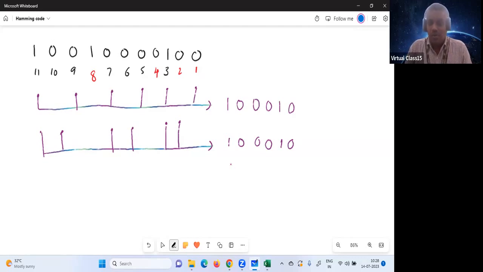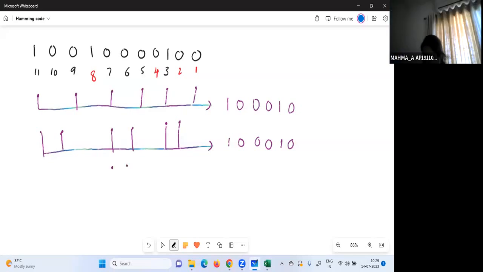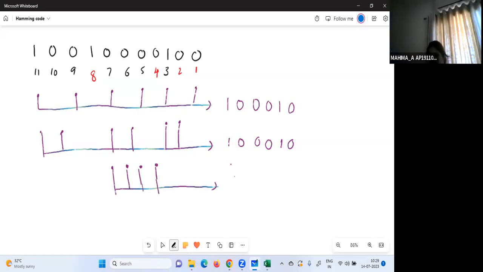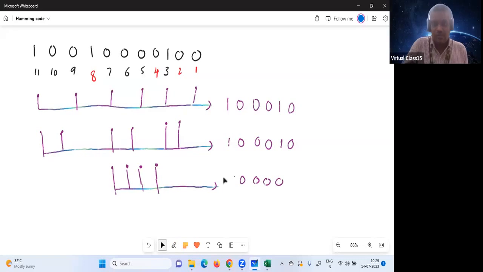This is about the P2 rule. P3 rule, whose third bit is 1, right? As per that P3, what are all the bit positions I have to consider? 4, 5, 6, 7, right? Considering these bit positions, what is the string formed? Zeros. All zeros.